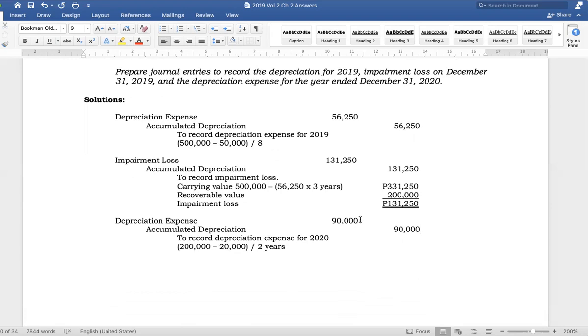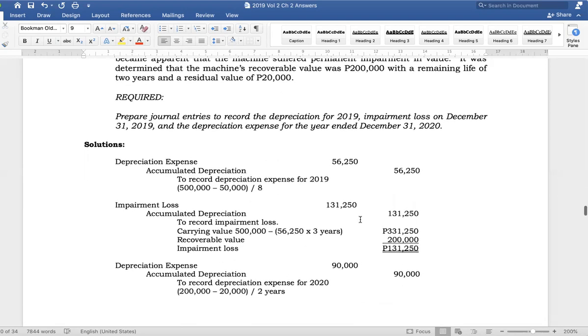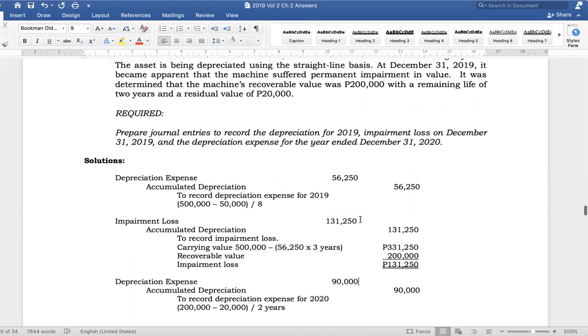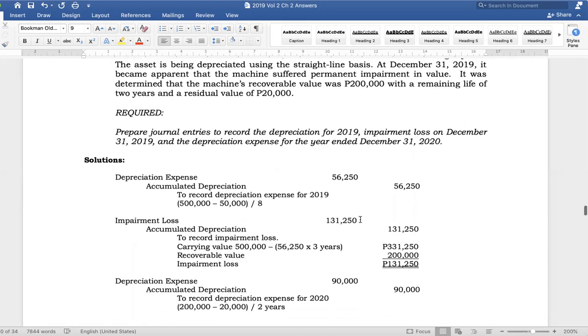So our entry to record the depreciation is to debit depreciation expense 90,000, credit accumulated depreciation 90,000. Of course, this depreciation expense will be for years after December 31, 2019. So this is for year 2020 already.